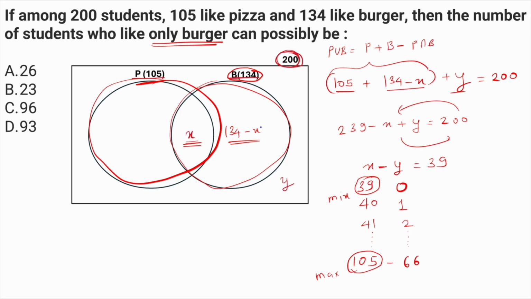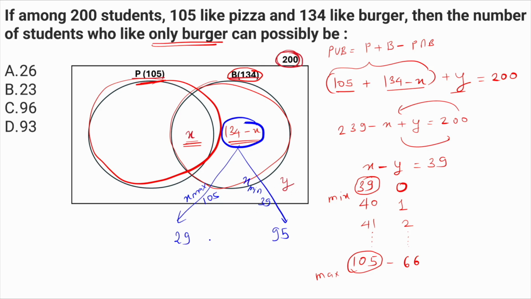But in our question, we are interested in the number of people who like only burger, 134 minus X. So 134 minus X will be minimum when X is maximum. X is maximum, that is 105. If I put X as 105 here, 134 minus 105 is 29. So the minimum number of people who like only burger is 29. Similarly, if I want to find out the maximum number of people who like only burger, I need to put the minimum value of X. The minimum value of X we have found is 39. 134 minus 39 will be equal to 95 in this case. So the maximum number of people who like only burger is 95.